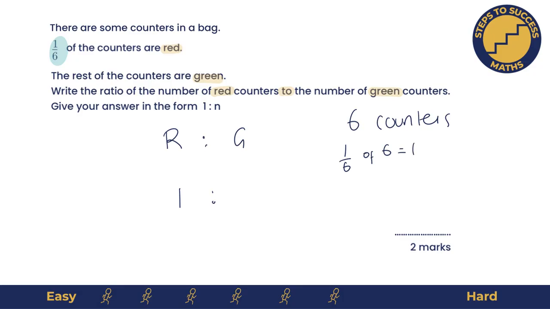So remember, I had 6, 1 was red, so 5 must be green. So I've got my ratio 1 to 5, and that is in the form 1 to n, where the n is 5. So 1 to 5.